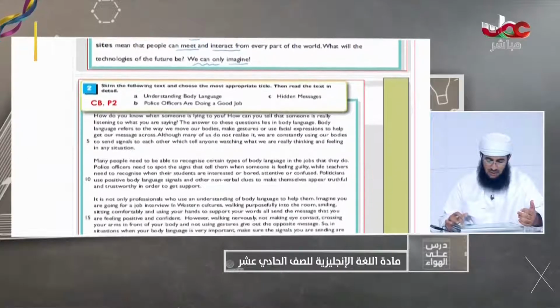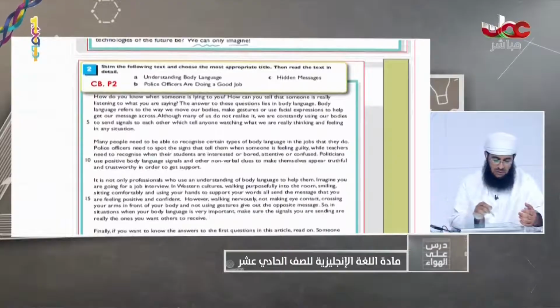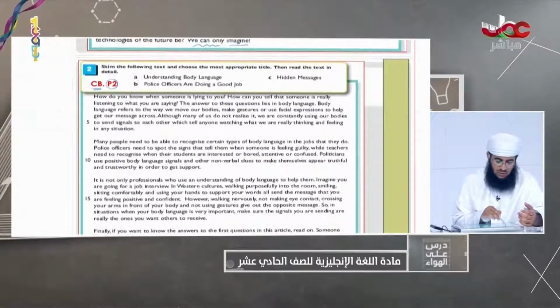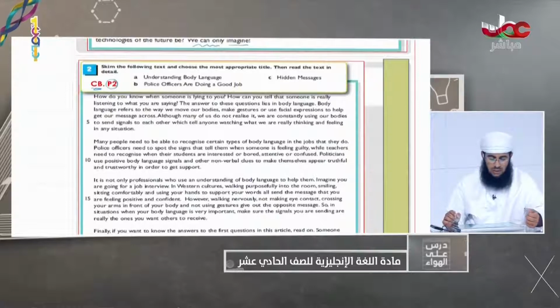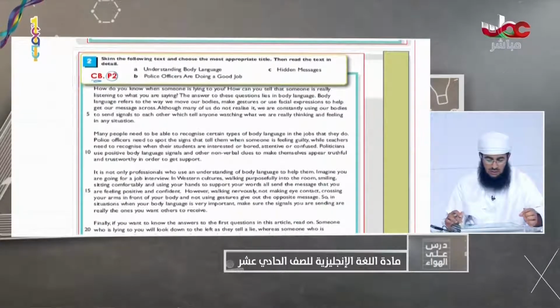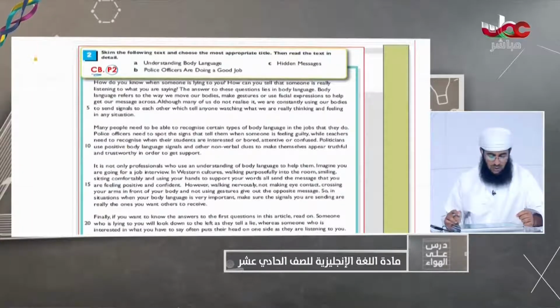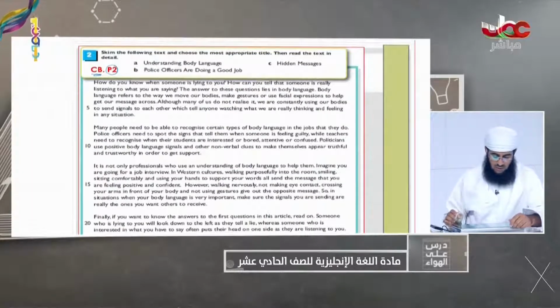Okay, so let's move on to the next task, which is on page 2 of your course book also. We are going to learn a new skill here, which is related to reading. As you know, we have two main reading skills: the first one is skimming and the second one is scanning. You need to apply it here in this reading. So let's read the rubric, the instructions: skim the following text, choose the most appropriate title.